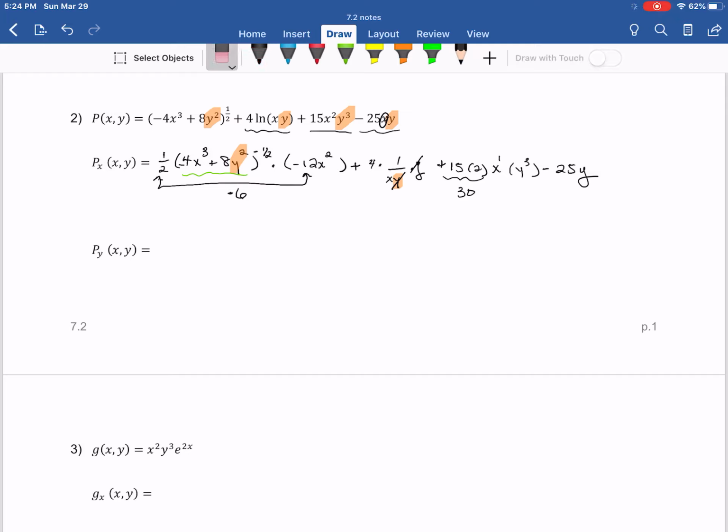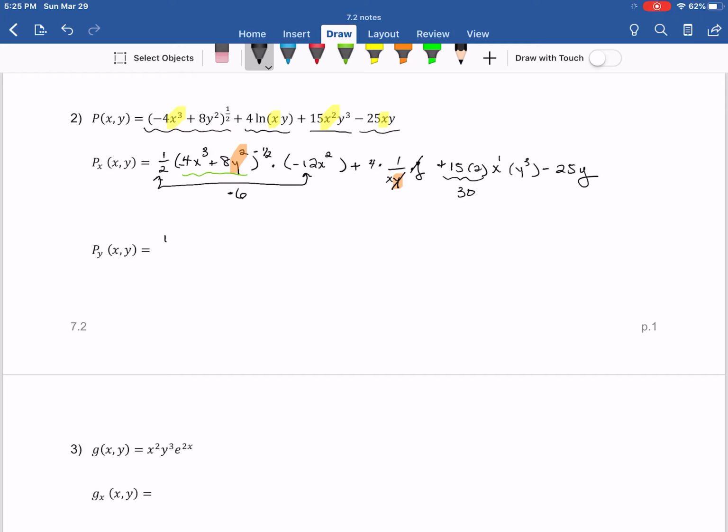So let me get rid of everything I highlighted up here, and let's do it again. This time my variable is y, which means x is my constant. X is my constant, okay? So x is my constant. Here we go. So the derivative of the first term starts the same way.